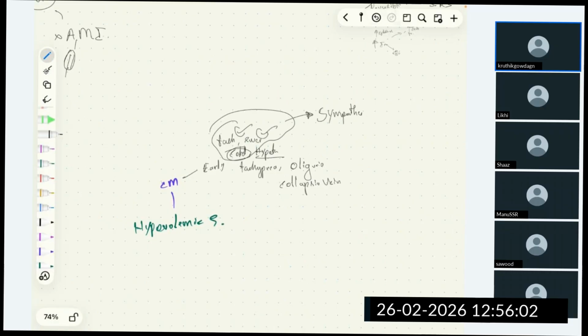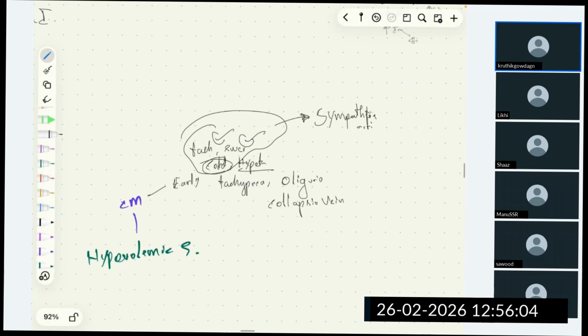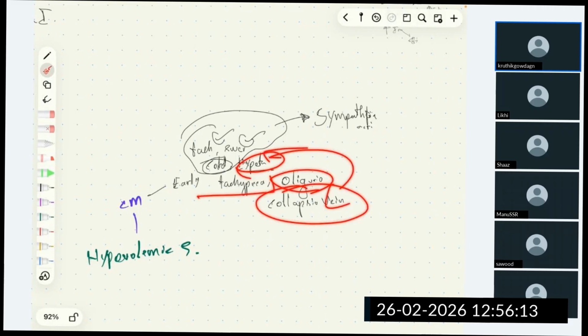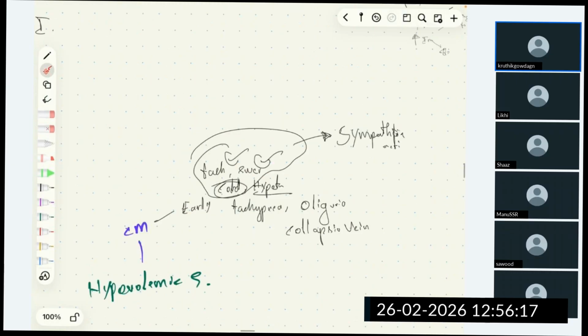Okay. The early manifestations are due to sympathetic activation: tachycardia, sweating, cold peripheries, hypotension, collapsed veins, and oliguria due to reduced blood. And also we have tachypnea, air hunger. What are the late manifestations of hypovolemic shock? Those are cyanosis, anuria, jaundice, and drowsiness.